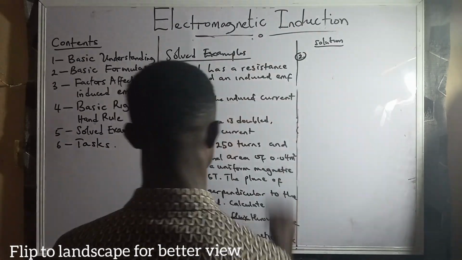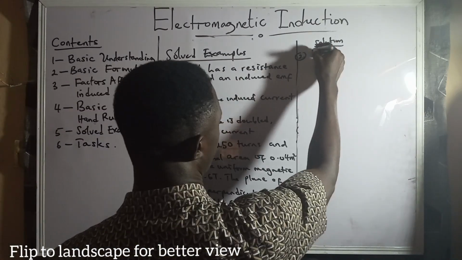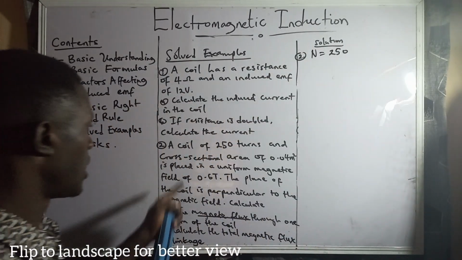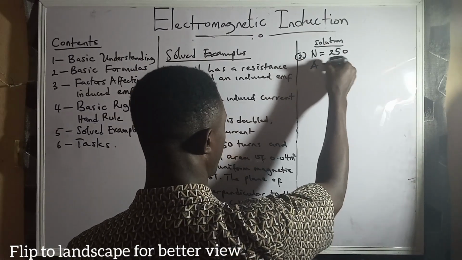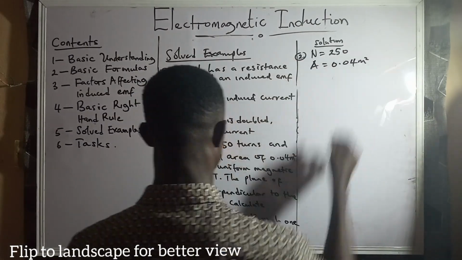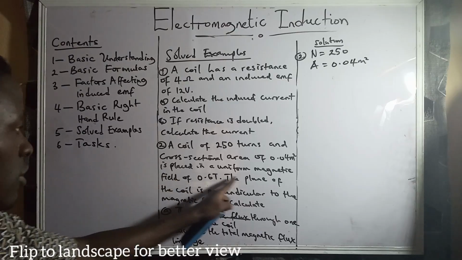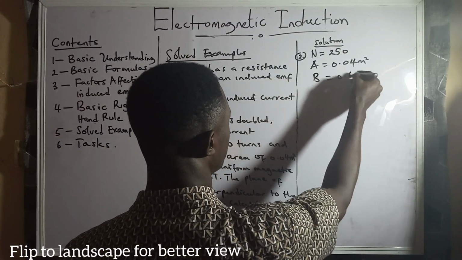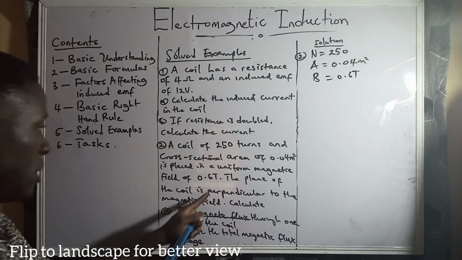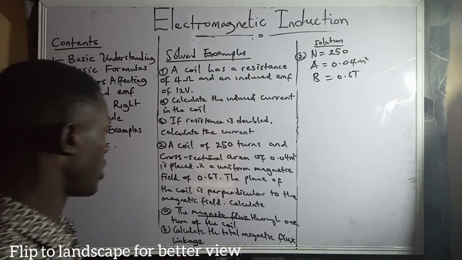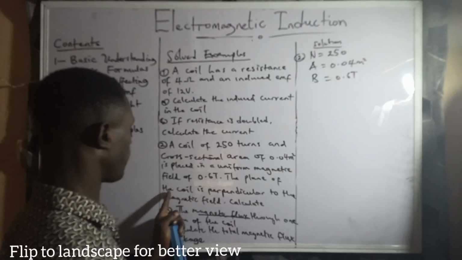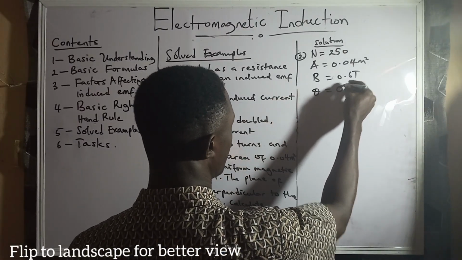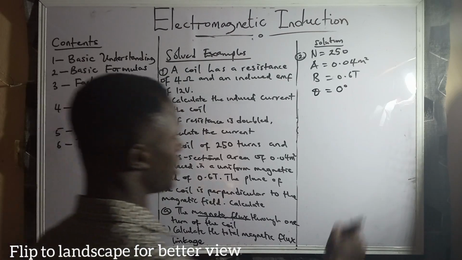In this second one, we are given the number of turns. Remember, N is equal to the number of turns, which is 250 in this question. And then your cross-sectional area, the capital letter A, is equal to 0.04 meters squared. And it is placed in a uniform magnetic field of 0.6 Tesla. So B is equal to 0.6 Tesla. The plane of the coil is perpendicular to the magnetic field. Anytime you hear perpendicular, the angle is 0. I've told you the other time.